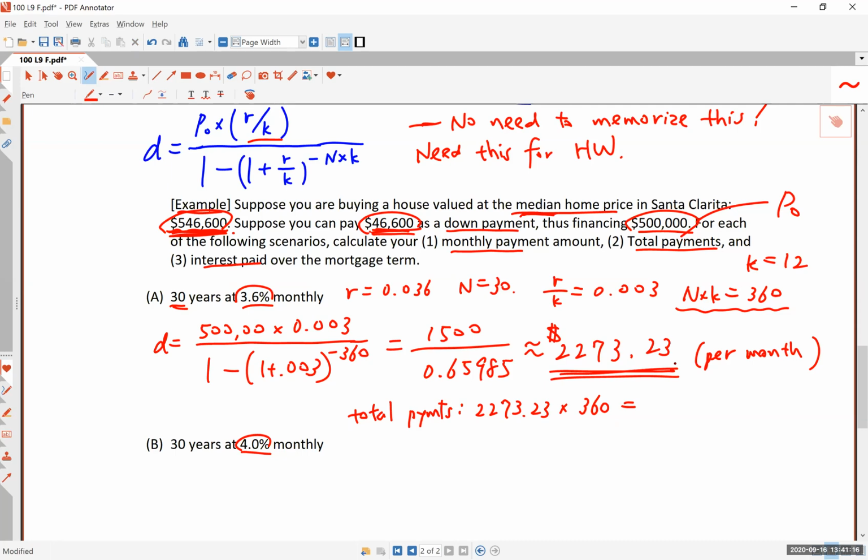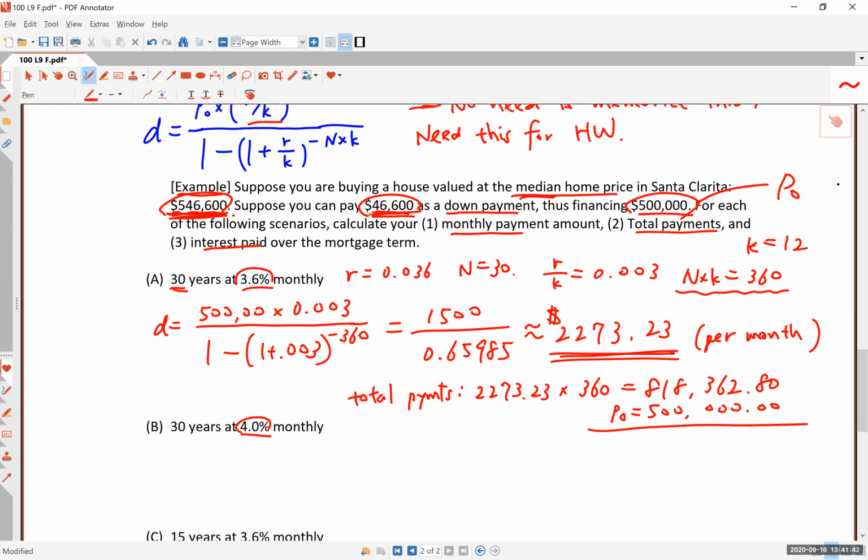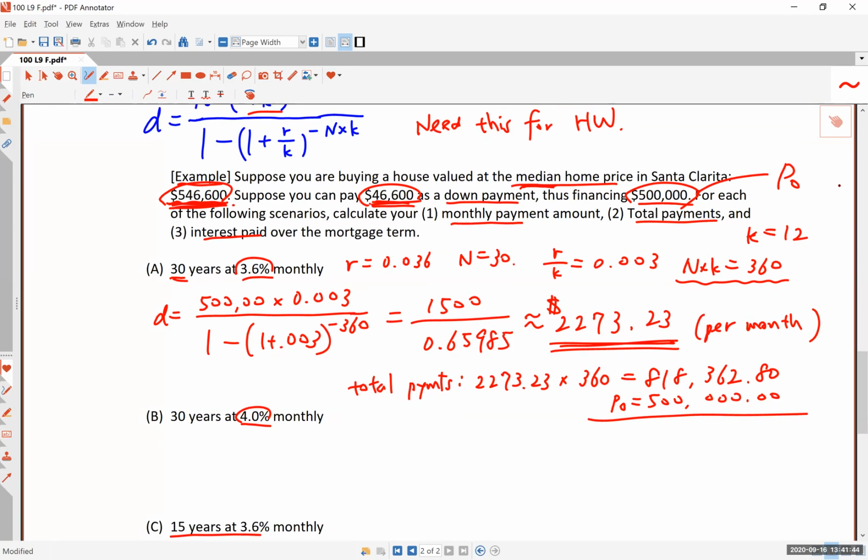And it turns out the total payments will be, if you just multiply by 360, $818,362.80. Now remember, P naught is 500,000, right? So in order to borrow $500,000, over the course of the next 30 years, you are going to be making payments whose total will be 818,000.